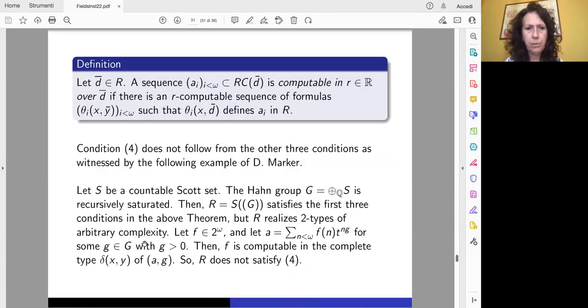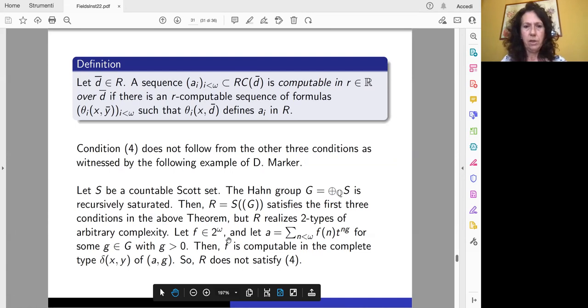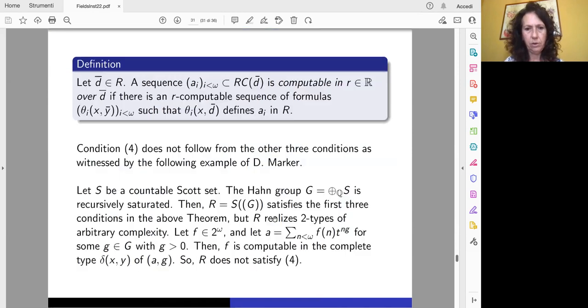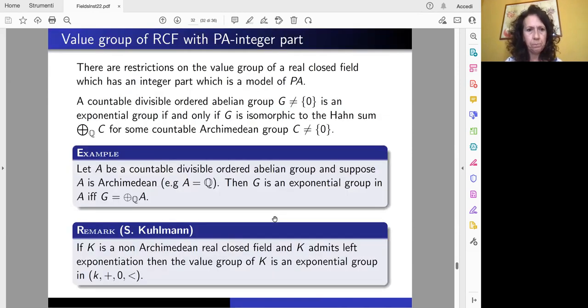So this I skip. Yes, I mean the condition we cannot avoid. There is a counterexample which shows that this fourth condition we cannot avoid. But I won't stay on it because time is passing.